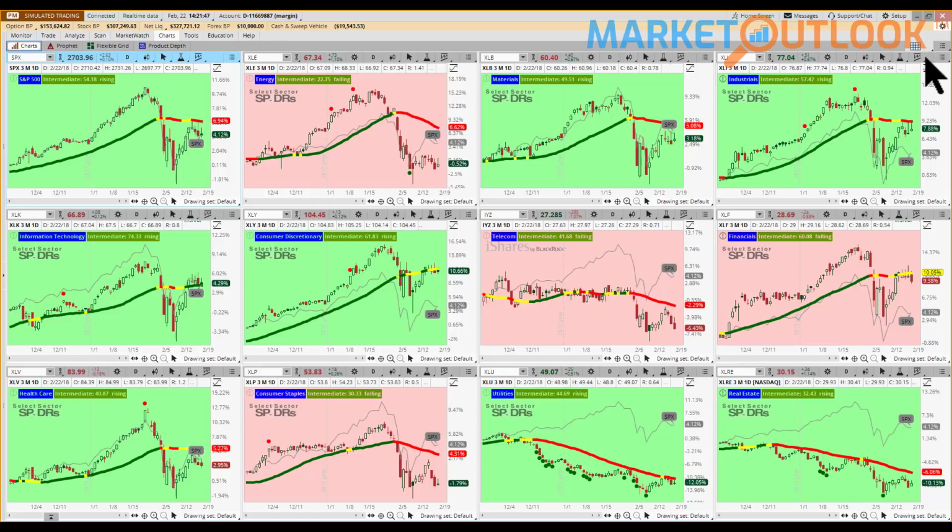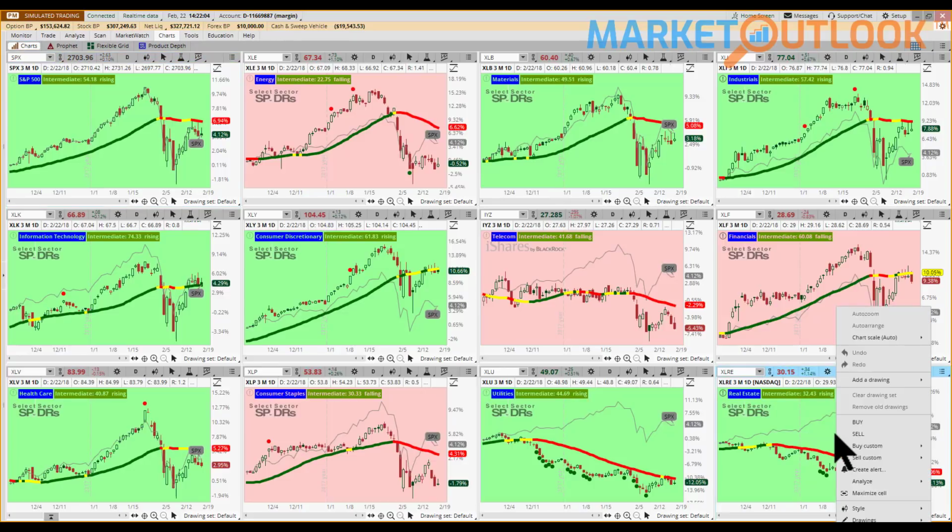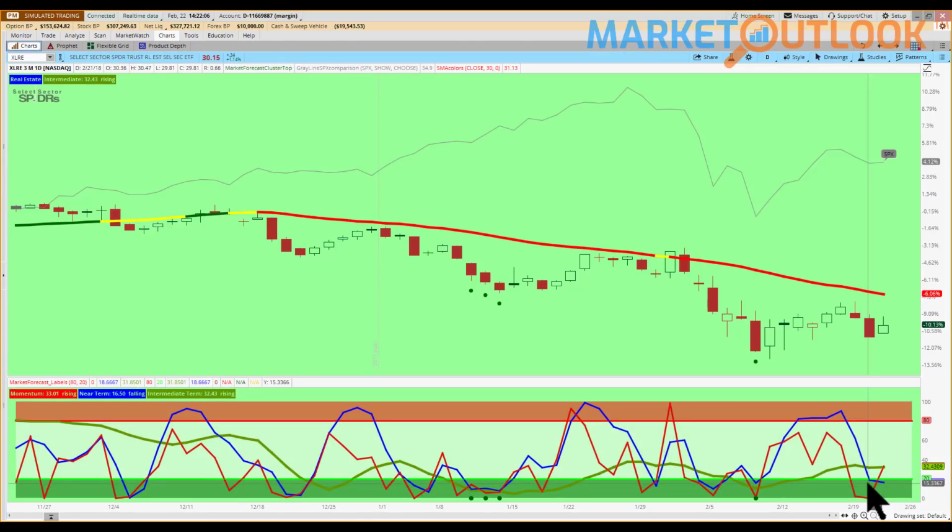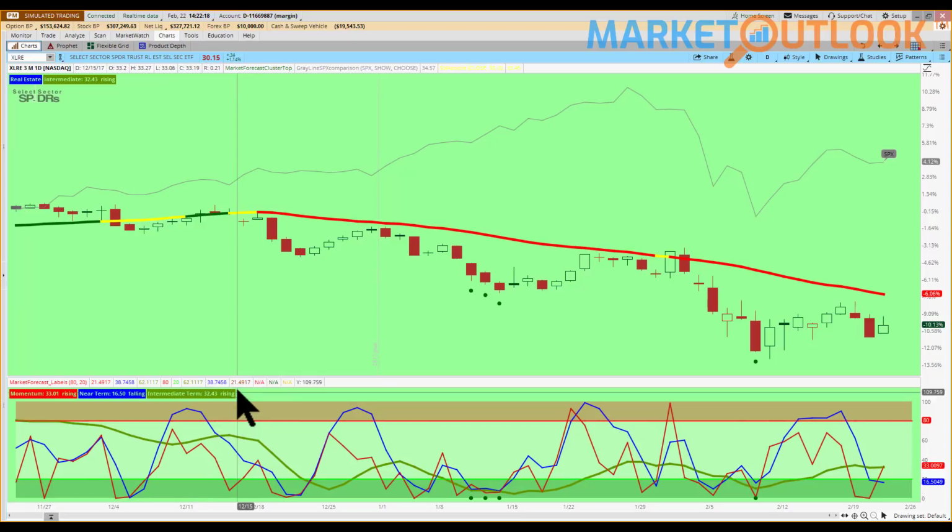So the point I want to make here right now is real estate, bottom right-hand corner, after getting beat up time and time again for the last several months, right now has a bullish posture using the market forecast intermediate line. If I right click on that and go to maximize cell, you can see that the green line is pointing up just barely down below. And if you need to read it a little closer, notice these labels that I have on here as well: intermediate term 32.43 and rising, and therefore we would consider that bullish.